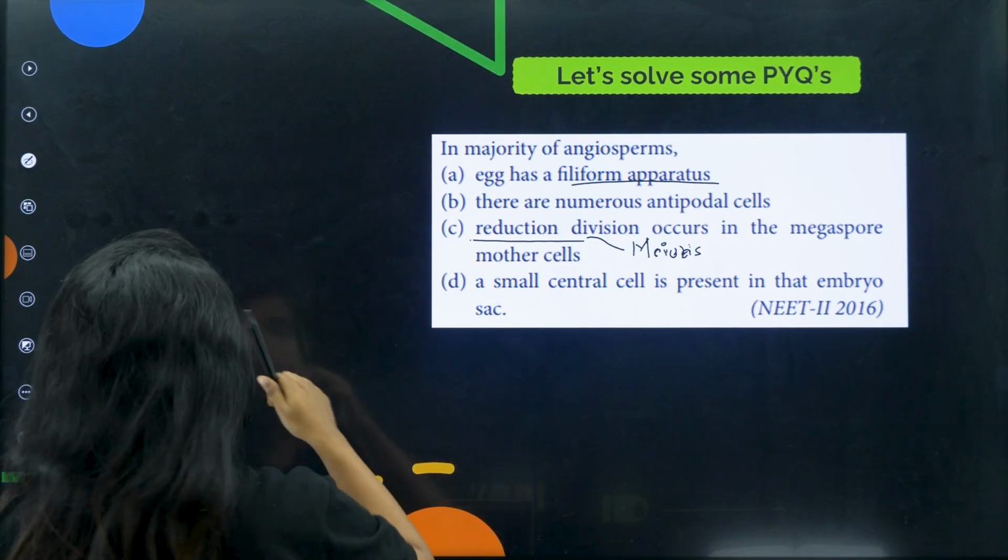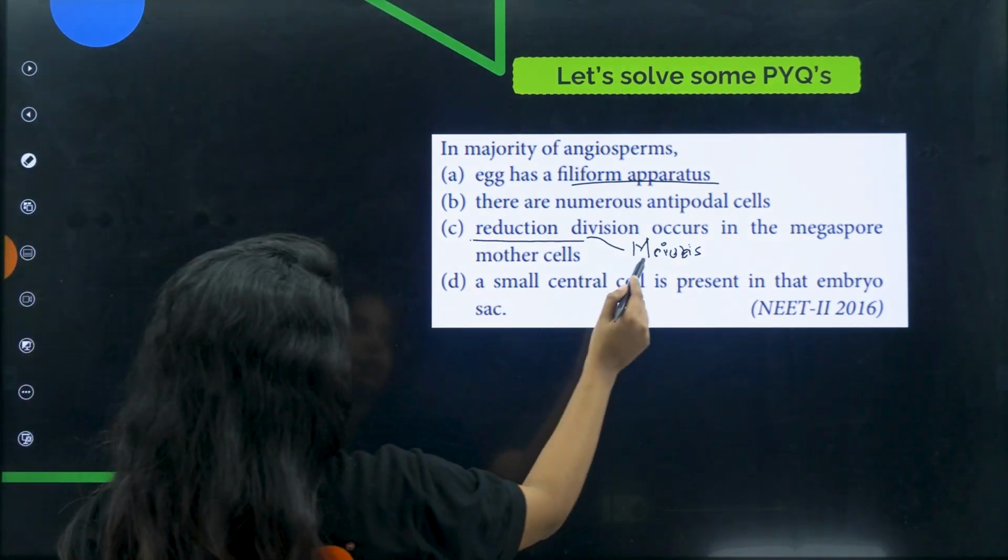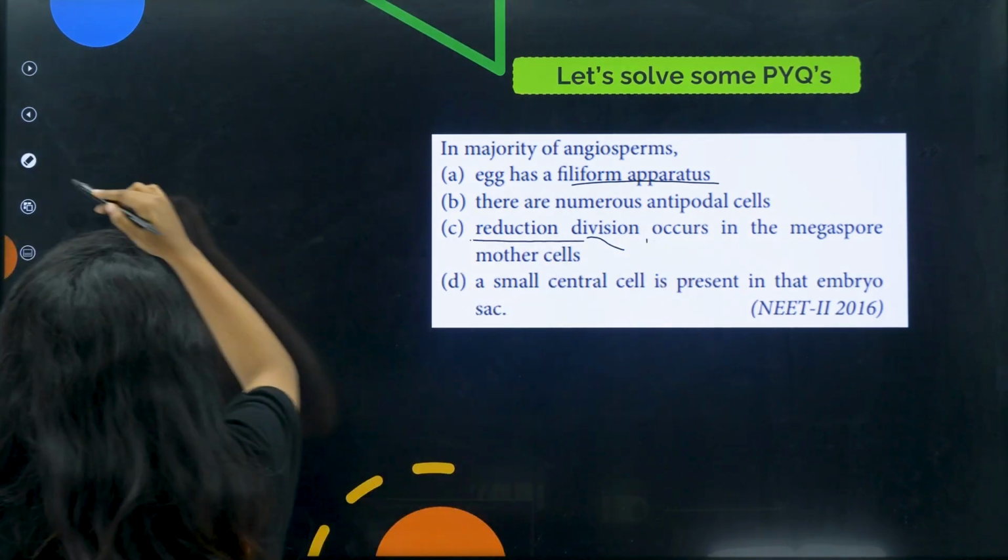I don't know why it does not work. Just a second. I'll erase this. Okay, and I'll write.